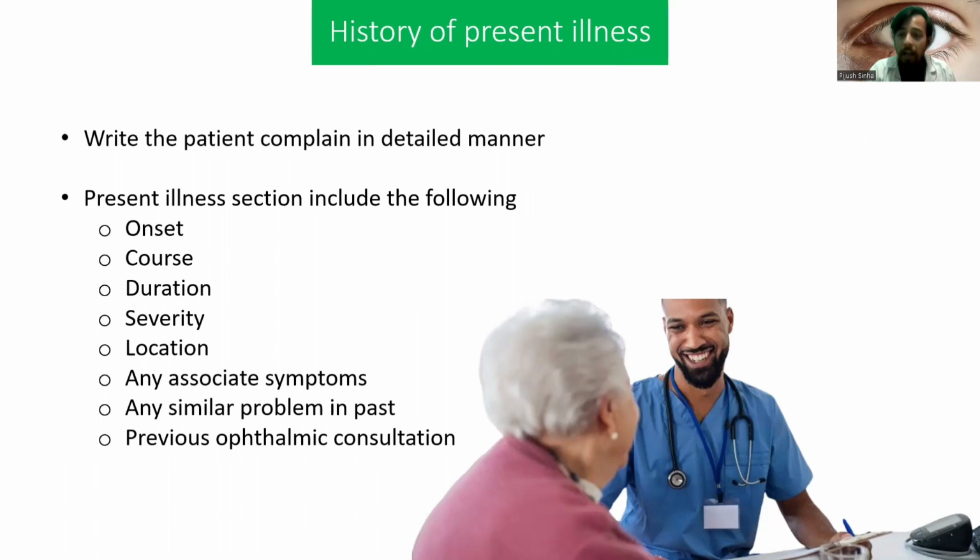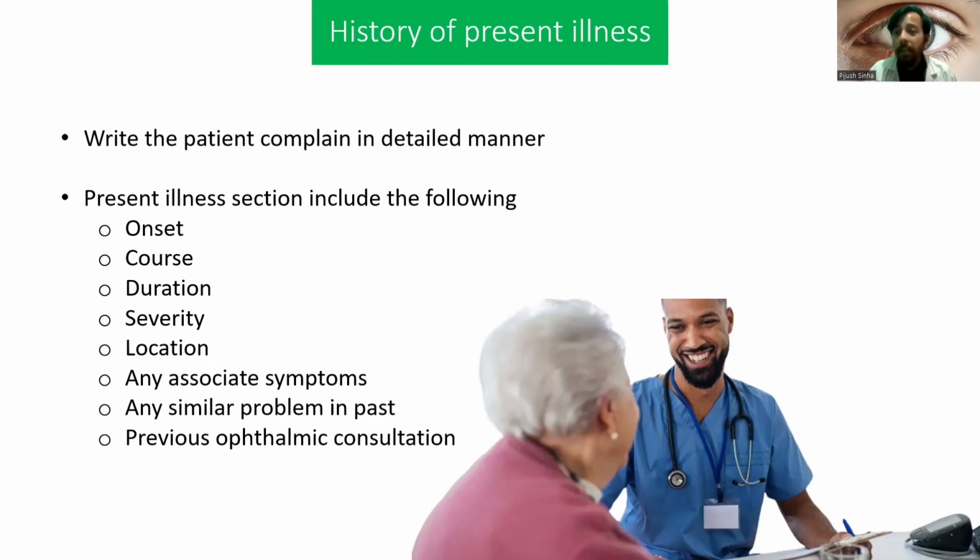For every complaint, ask the patient the following questions. Onset: it means sudden or gradual onset. Course means how long it has progressed. Duration means how long the patient has been suffering with the complaint. Severity of the condition. Location: where is the pain, where it is happening. And ask about any associated symptoms, any similar problem the patient faced previously, and previous ophthalmic consultation or current medication.